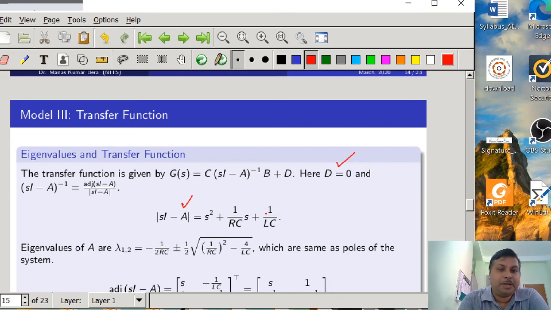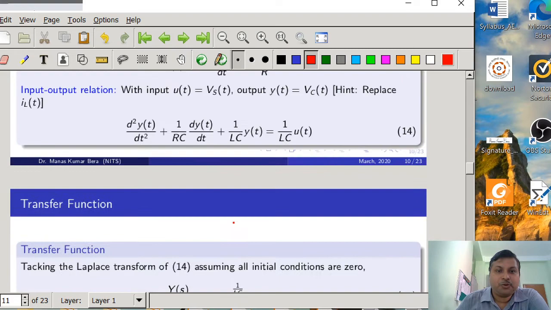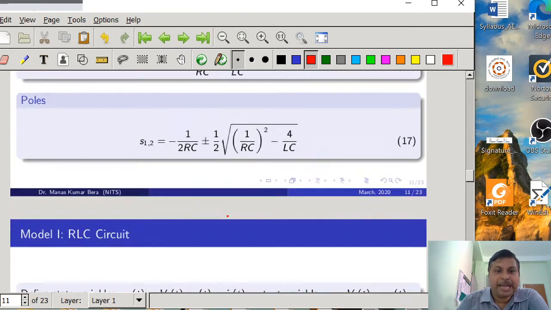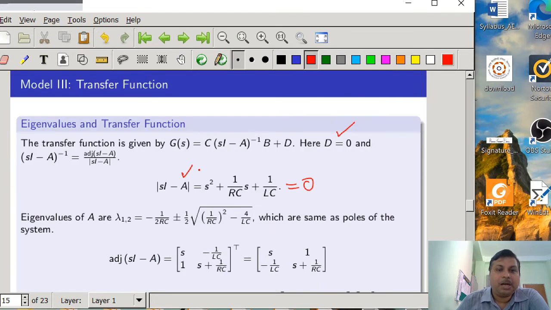by RC s plus 1 by LC, and if you make this equal to 0, we can calculate the eigenvalues of A. By computing the eigenvalues of A, we are finding that they are the same as the poles of the system, because the characteristic equation of the transfer function and the expression to calculate the eigenvalues of the A matrix are the same. So that's why for this realization you are finding that the eigenvalues of A are the same as the poles of the system.